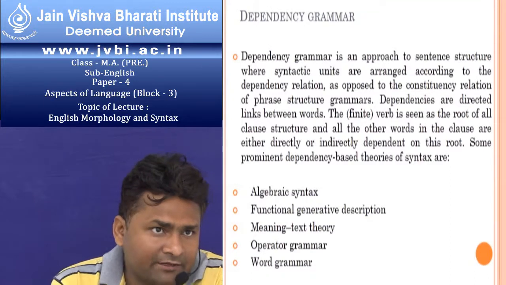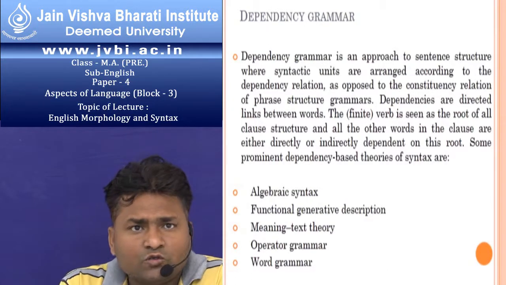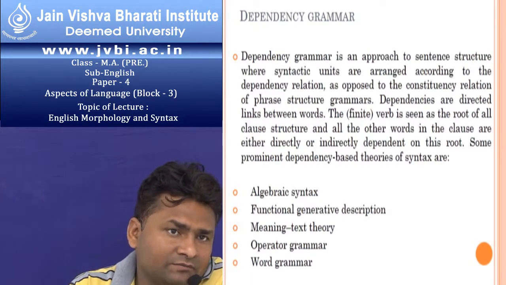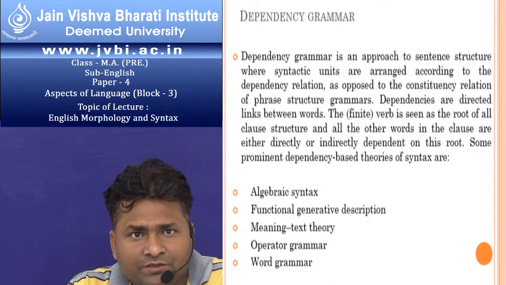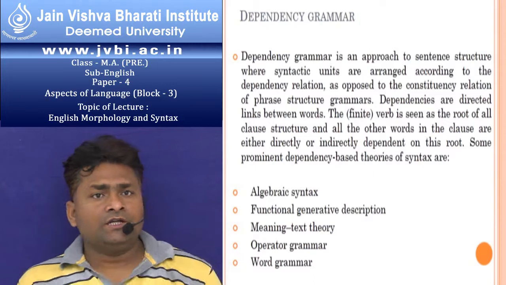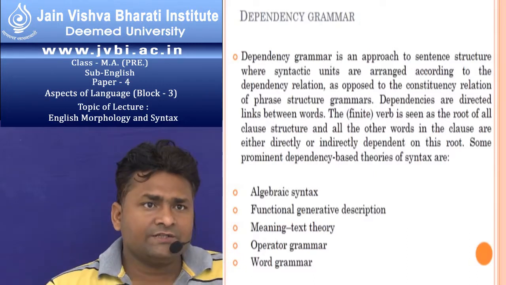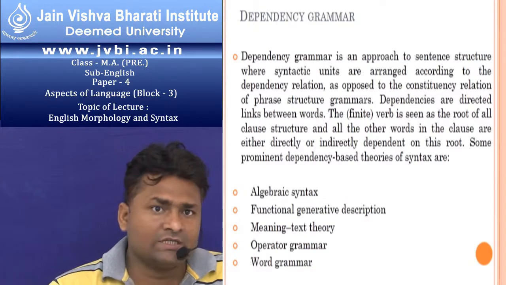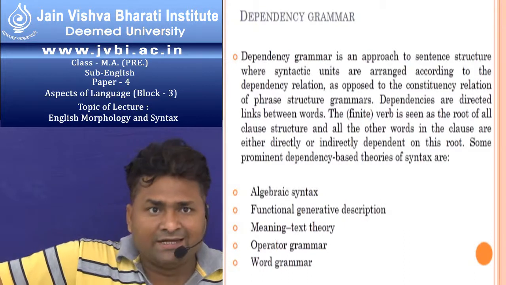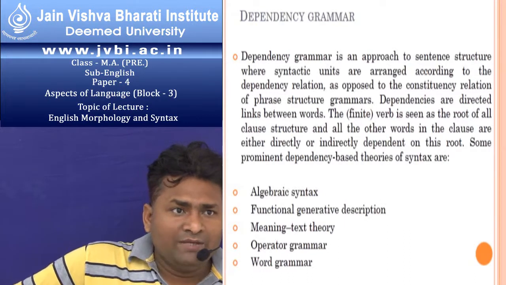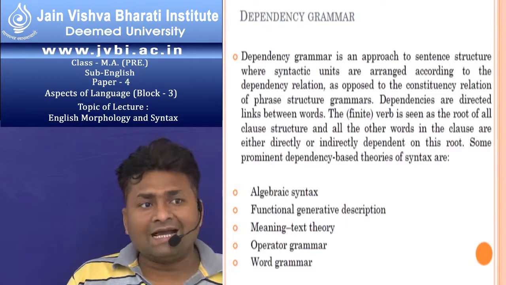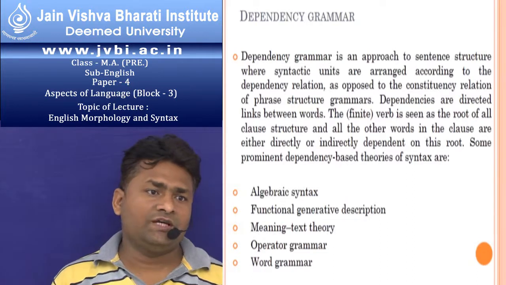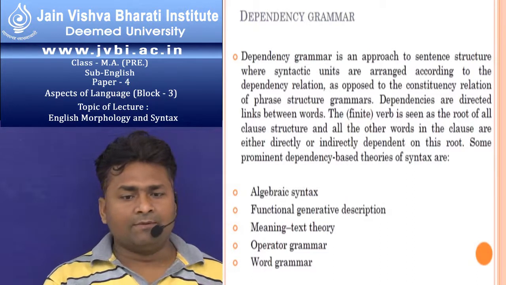This is dependency grammar. Dependency grammar is an approach to sentence structure where syntactic units are arranged according to the dependency relation, as opposed to the constituency relation of phrase structure grammars. Dependencies are directed links between words. The finite verb is seen as the root of all clause structure, and all the other words in the clause are either directly or indirectly dependent on this root. Some prominent dependency-based theories of syntax are algebraic syntax, functional generative description, meaning-text theory, operator grammar, and word grammar.